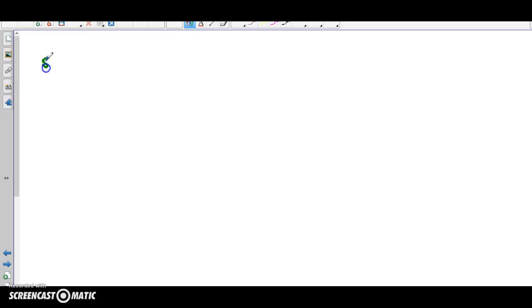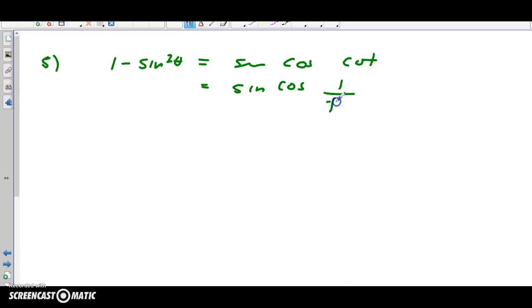Let's get to 5. It gets a little fun. 1 minus sine squared theta is equal to sine cos cot. So this guy here, you're going to notice that this is going to be the same. Pythagorean identity is going to tell you that this is the same as cos squared theta. Let's clean up this. Sine cos cot: cot is 1 over tan. 1 over tan is, if you remember, 1 over sine over cos, or cos over sine.